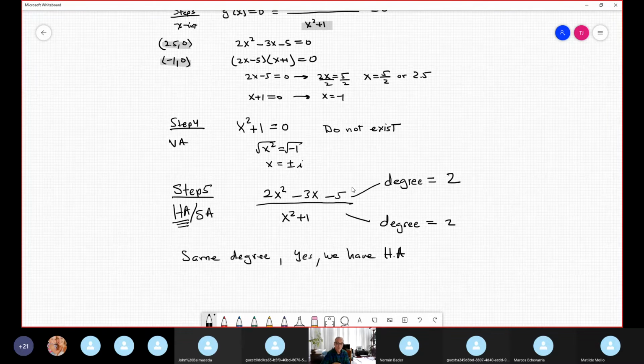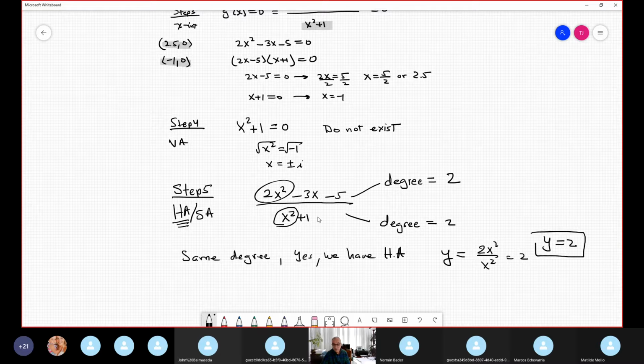At what value? At y equals something. And this is the division of the leading coefficients. Remember, horizontal is the end behavior, and you consider it only in the top. The end behavior gets 2x squared over x squared, and x squared cancels, so the answer is 2. And y equals 2 is our famous horizontal asymptote. Okay?